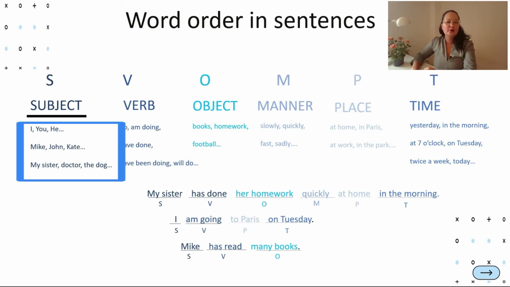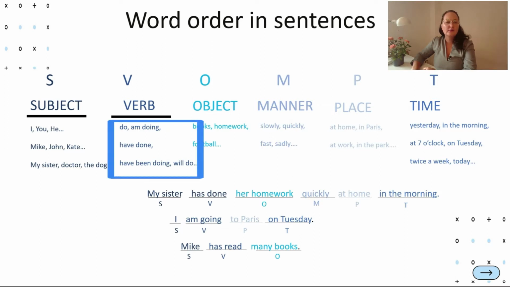Subject can be I, you, he, or any other pronoun. It can be a name like Mike, John, or Kate. It can be a noun like my sister, dog, the dog, or doctor, or any other subject. Then V stands for verb. These are verbs like do or am doing, have done, have been doing, will do. So verbs in all different forms. It doesn't matter right now what verb we are talking about, auxiliary or main verb, but it is just the place where you put it in the sentence.